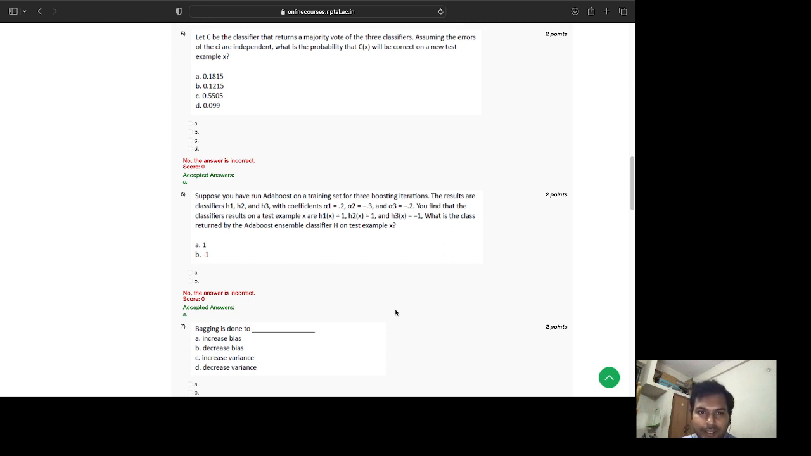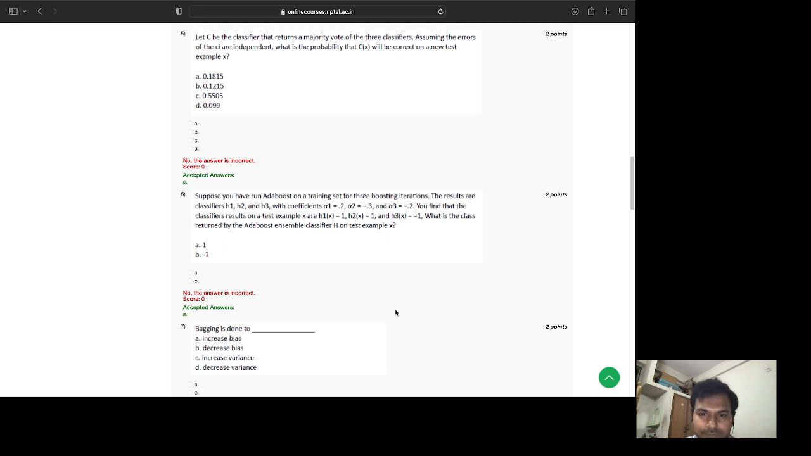Good question. So the next one would be, suppose you have run AdaBoost on a training set for 3 boosting iterations. The results are classifiers H1, H2, H3 with coefficients alpha1, alpha2 and alpha3. You find that the classifiers' results on a test example are H1(x), H2(x) and H3(x). What is the class returned by AdaBoost? You just take a weighted average of these. So 0.2 into 1, 0.3 into 1, 0.2 into minus 1. So it would be 0.4 minus 0.3, which is 0.1. So it will be plus 1.